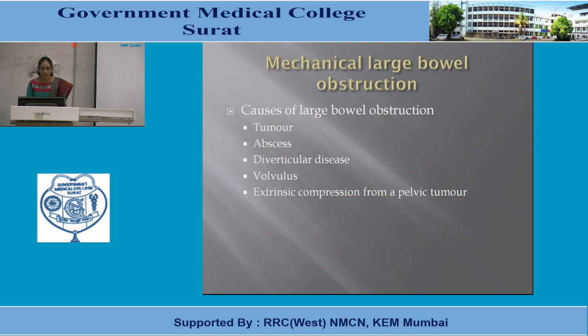The other is mechanical large bowel obstruction. Causes of mechanical large bowel obstruction are tumor. There may be carcinoma of the large bowel or abscess surrounding the large bowel. Diverticular disease or diverticular abscess can also cause mechanical large bowel obstruction. Volvulus, cecal volvulus and sigmoid volvulus are more common in the large bowel, or extrinsic compression from a pelvic tumor can cause intestinal obstruction.